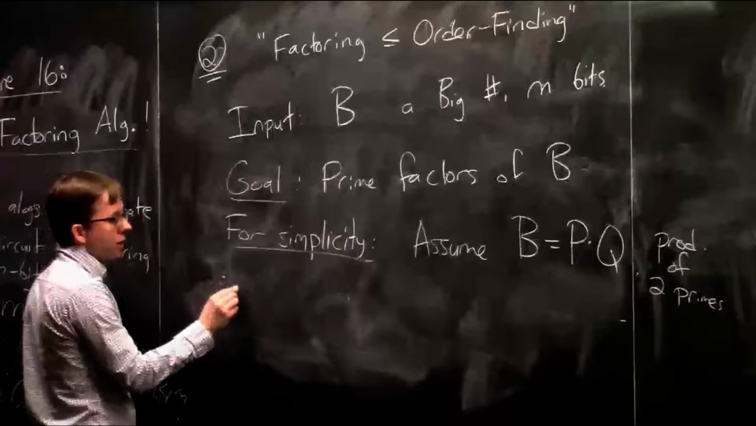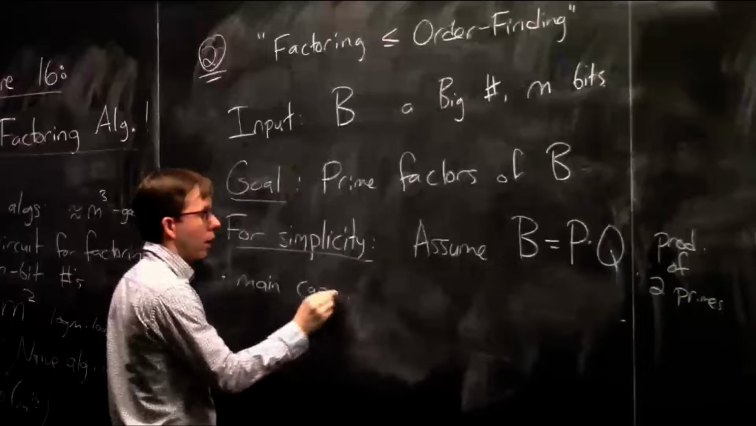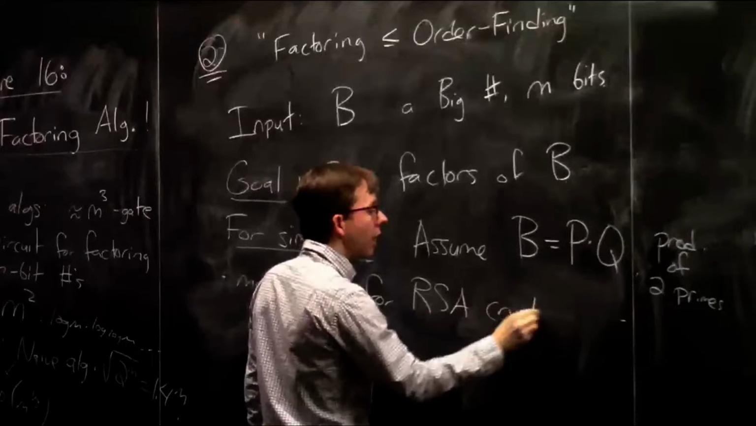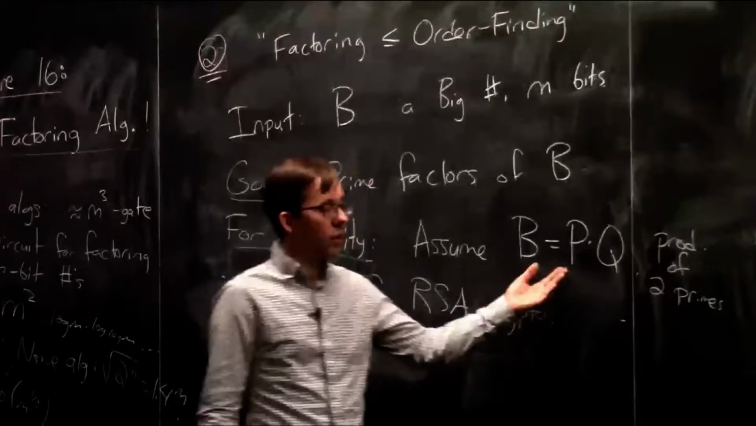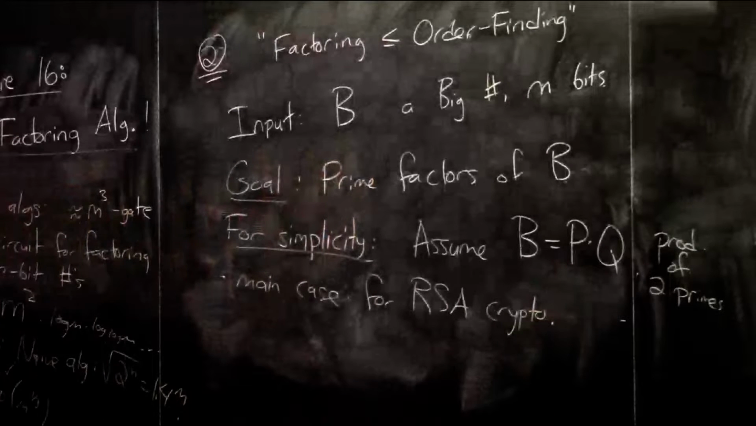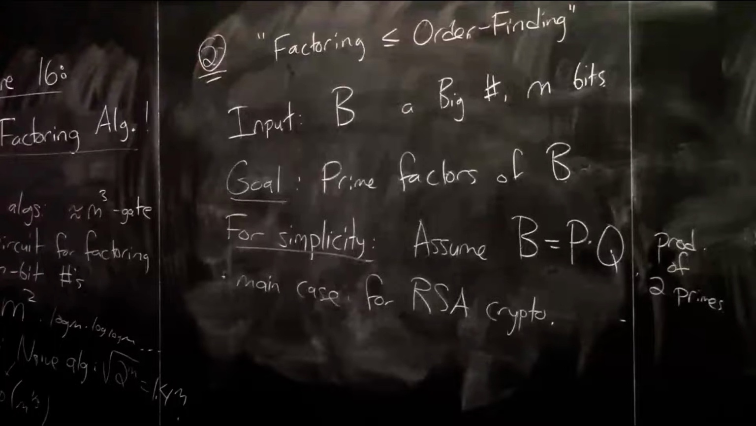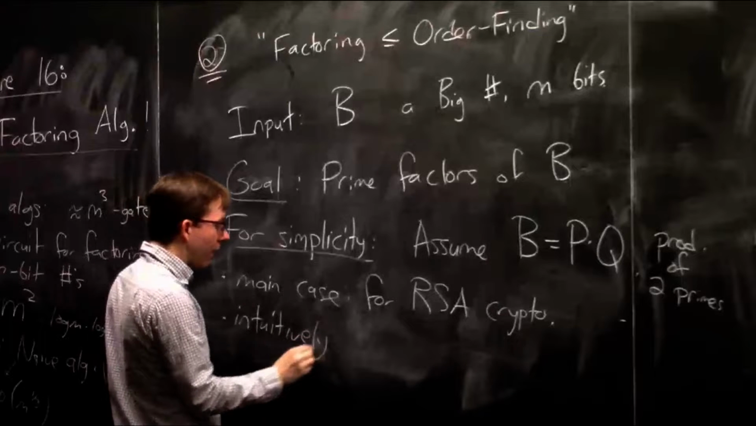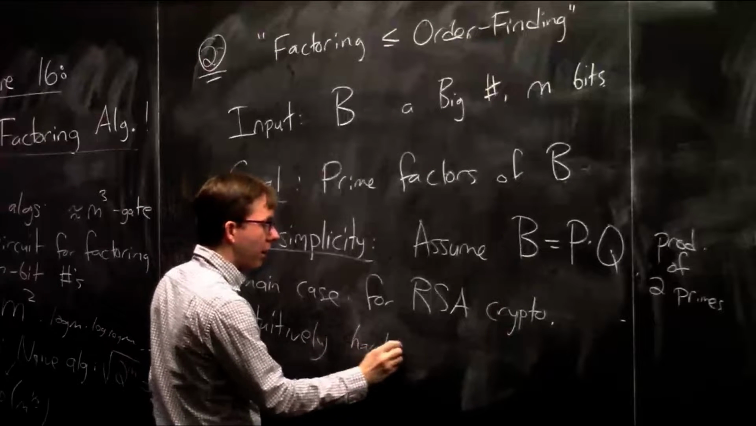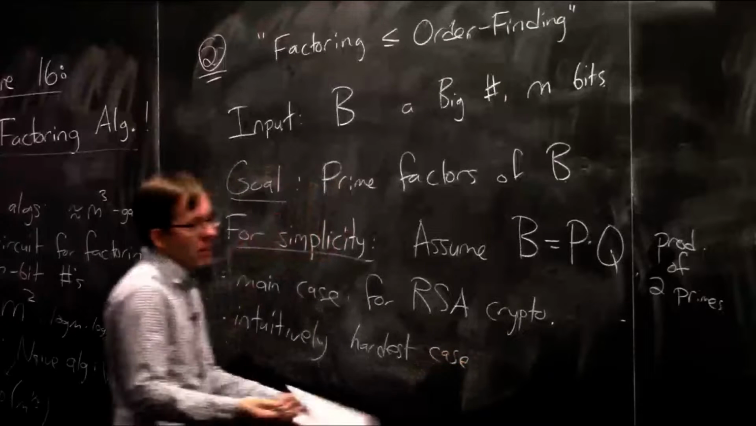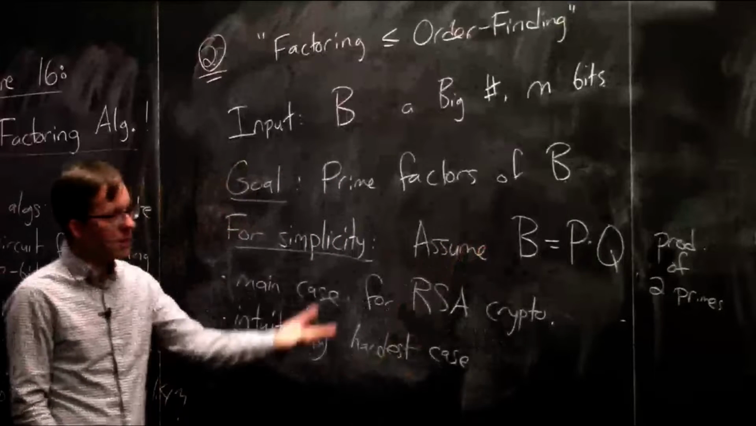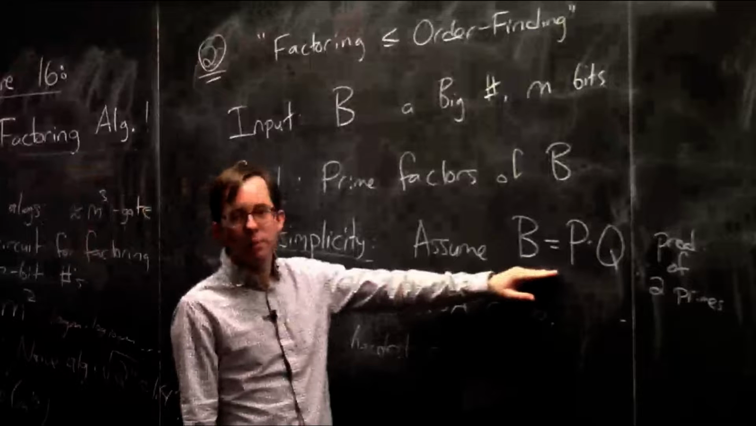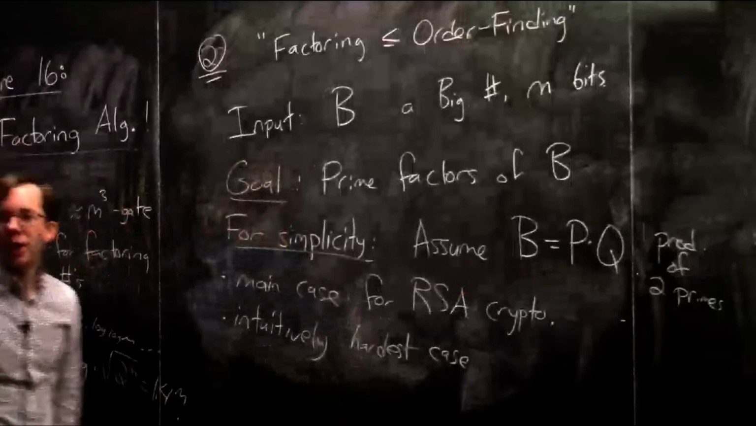First of all, this is the main case of interest for cryptography. In the RSA crypto system, the secret key is always taken to be the product of 2 large primes. So that's the main application of factoring, breaking these things. Also, it's intuitively the hardest case. If B is a number with plenty of prime factors, then it should be easier to find them. Particularly, they should also be smaller, because they have to multiply together to give an m-bit number. So this seems like the hardest case, when there's just 2 factors you're trying to find. Of course, if it's just 1 prime, you can do it efficiently in polynomial time. You can test primality.